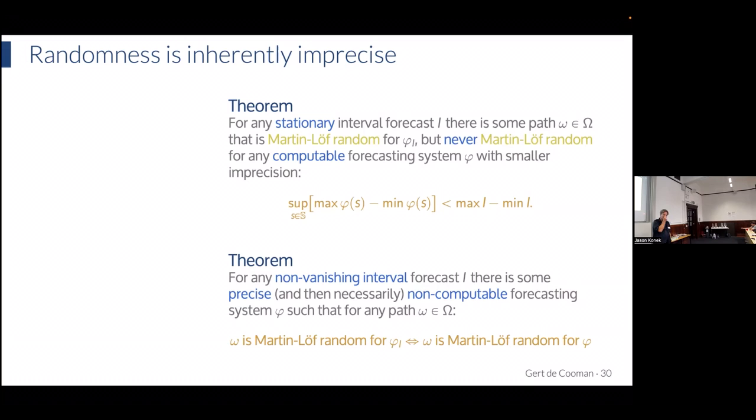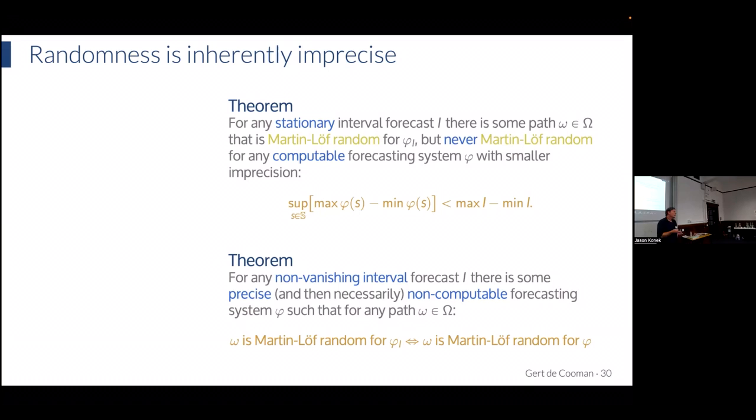What we're saying in this theorem is that there are paths, sequences of zeros and ones, that are random for this interval, but never for anything that is less imprecise or more precise. And that is why I think you can say that there are paths for which the randomness is really determined by an interval, but not for anything more precise. Therefore, there must be something to do with precision and randomness, because of the existence of these paths.